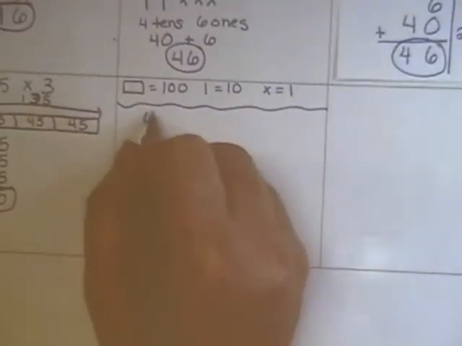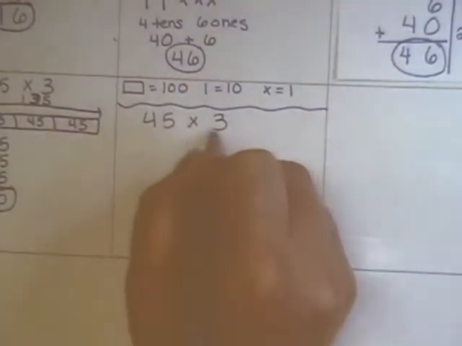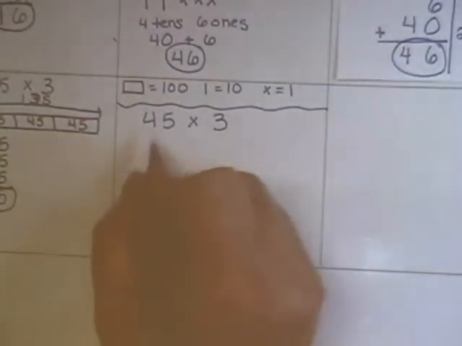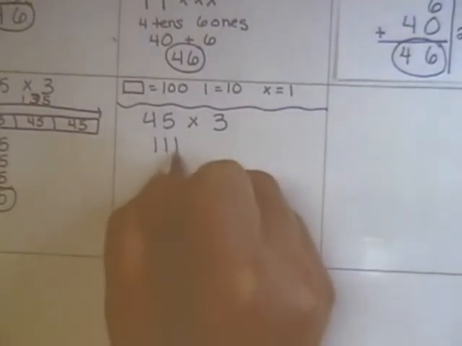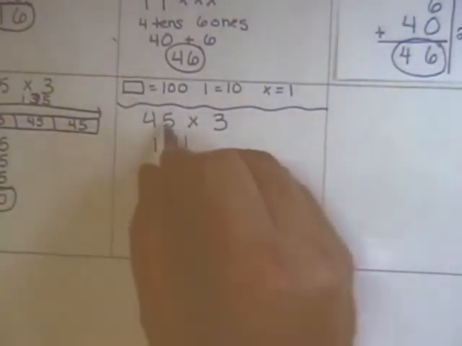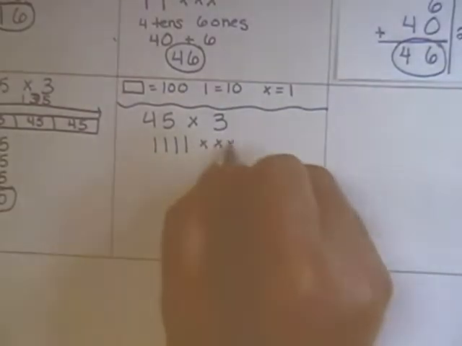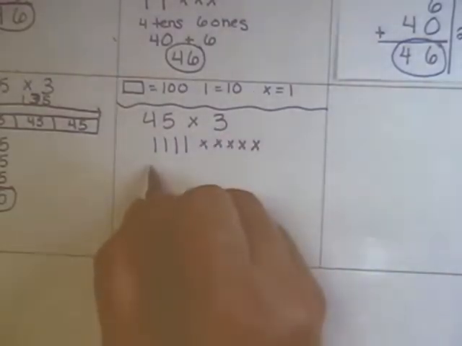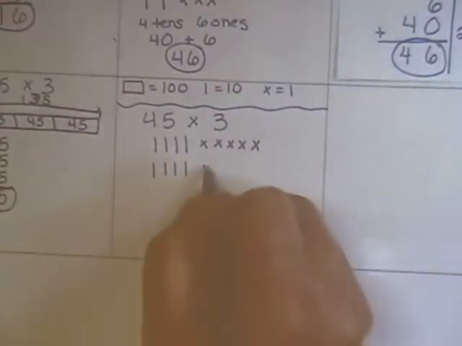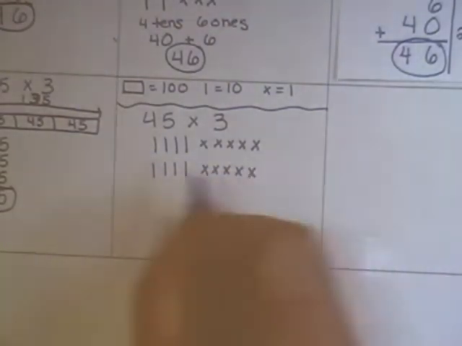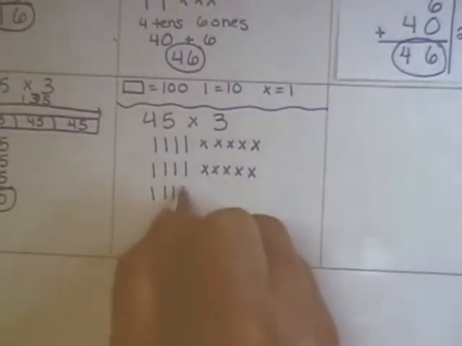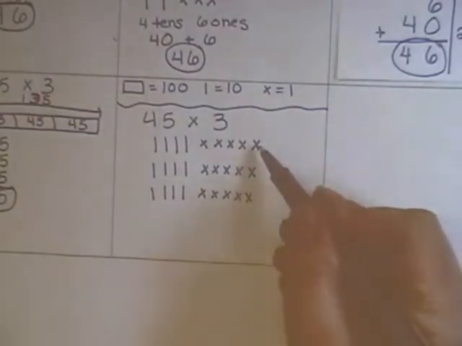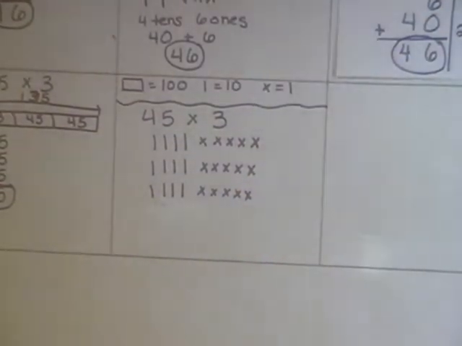The problem is the same, 45 times 3. I'm going to draw this out. 45. There's 4 in the 10 spot, so I need 4 rods. There's a 5 in the 1 spot, so I need 5 ones or 5 units. That is 45, but I need 3 of those. So I'm going to draw it 2 more times. This drawing shows 45 3 times. Okay, so let's see what I have here.